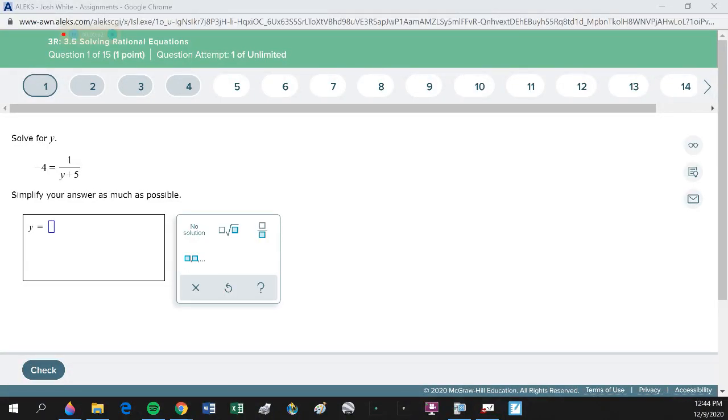Today we're doing 3.5, solving rational equations. In order to solve rational equations, you have to get a common denominator, and then we're going to do something a little bit weird with that common denominator in order to solve.